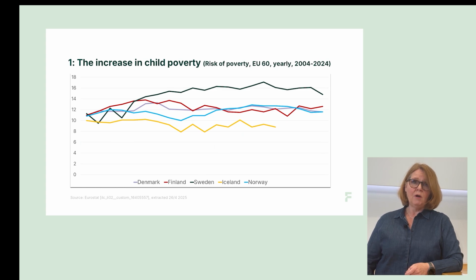First, we are worried because child poverty rates have increased also in times of economic growth. This is a chart from Eurostat showing the development between 2004 and 2024. The chart shows that the Nordic countries have developed somewhat differently. The share of children living in families with incomes below the EU risk of poverty line has been relatively stable in Finland and Denmark. It has risen and decreased in Norway, and the growth is especially high in Sweden.